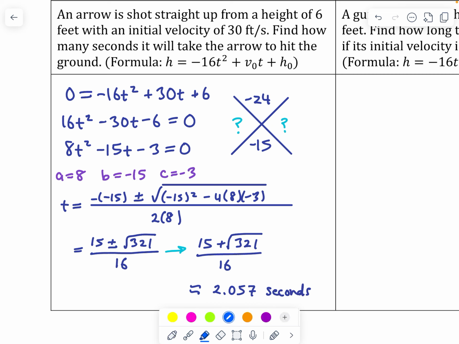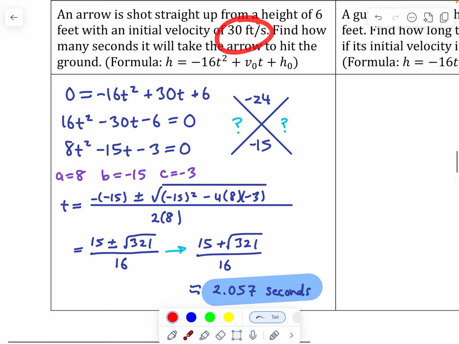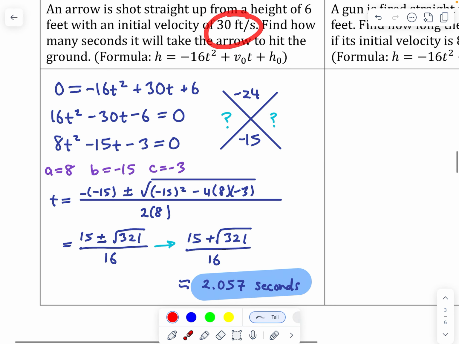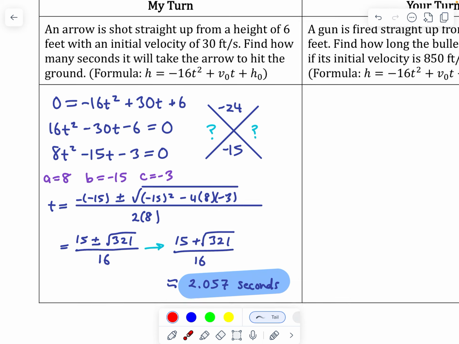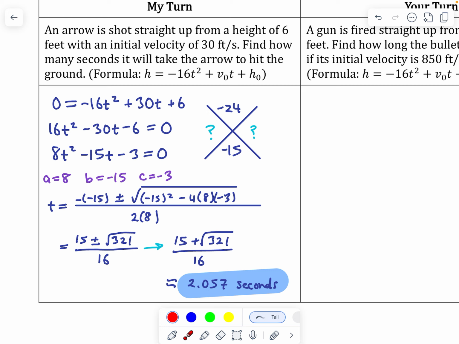So, wow. I guess I don't really have a good understanding of what 30 feet per second is. Because this arrow would have only been airborne for a little over 2 seconds. So I imagine arrows are probably shot much faster than 30 feet per second. But anyways, that's the math. That's how you would do this.